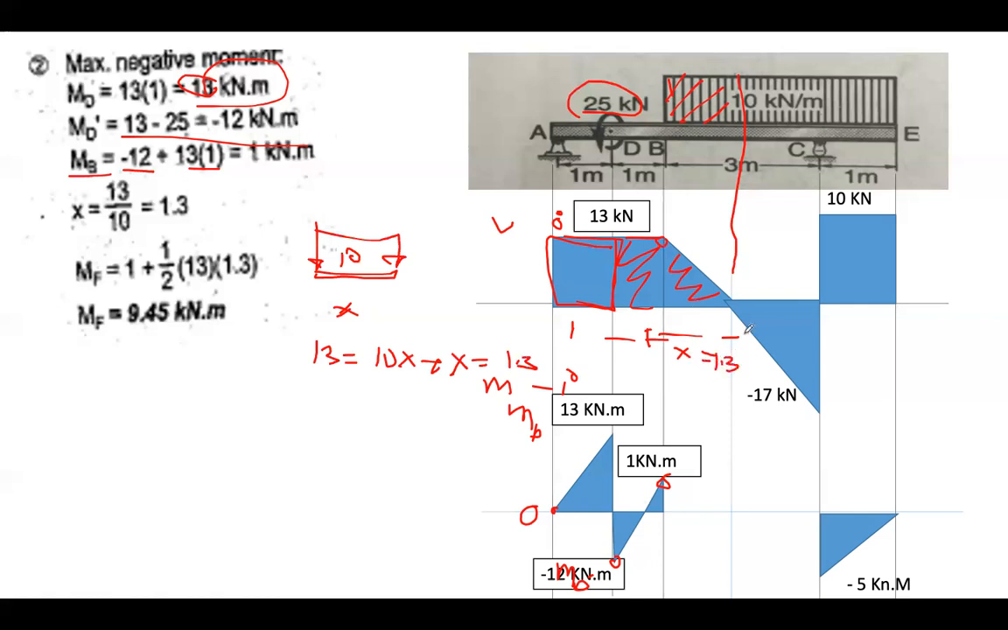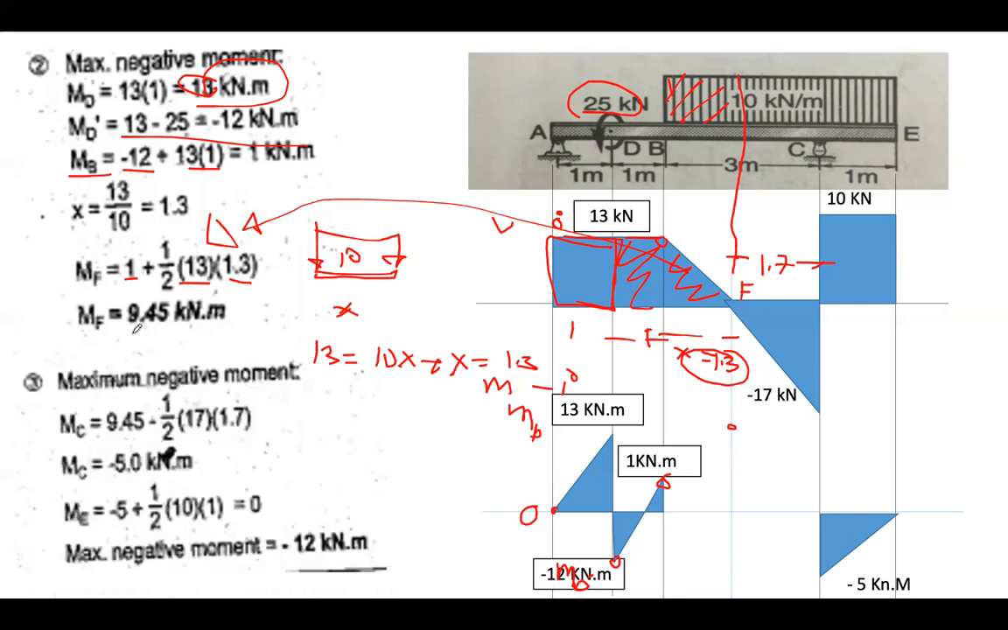Okay. If this one is 1.3, in other words, this could easily be determined. This becomes 1.7. Out of this one, we can calculate this area. Area of the triangle. Okay, this one. You have here 1 positive. For MF, if this is F, point F, we need to compute the moment here. Okay, so you have 1/2 of 13 times 1.3. This is the triangle, okay? Ito yan, oh. 13 and then 1.3. So you have 9.45 positive.